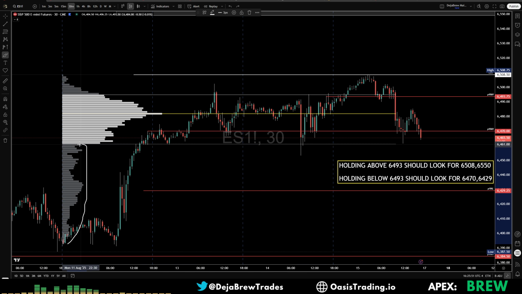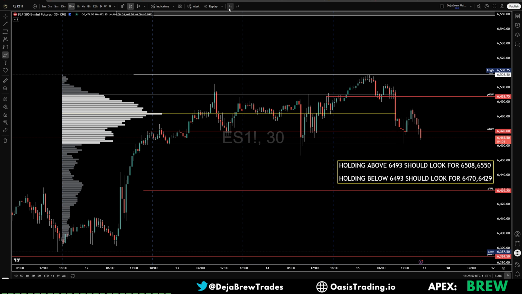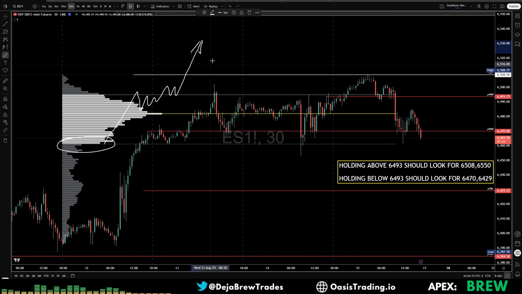So this creates a bit of a P-shaped profile. We have that long lower tail. We have that weak upper tail. And then we have that big POC node towards the top, right? So with that big POC node here, we typically are leaning slightly bullish, right? As long as those buyers are protecting that value low, you want to start pushing that value high and trying to find higher value, okay?